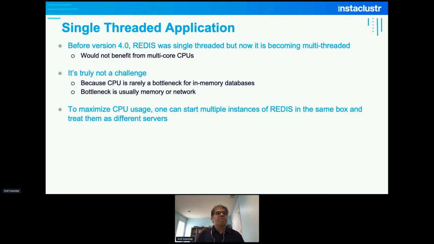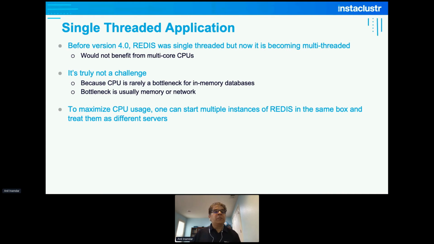Single-threaded application. Before version 4.0, Redis was truly single-threaded, but now they're adding multi-threading. One of the biggest challenges with single-threaded is that you cannot take advantage of multi-core CPUs. Again, as I said, it's not truly a challenge, because CPU is rarely a bottleneck for an in-memory database. The biggest bottleneck is memory and network. CPU is rarely a bottleneck, but there are situations where it could become one.